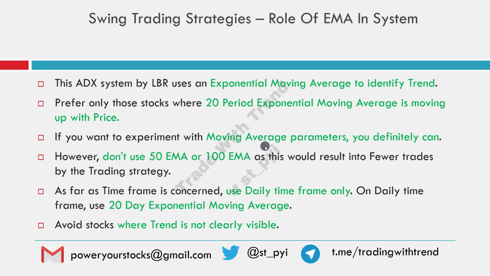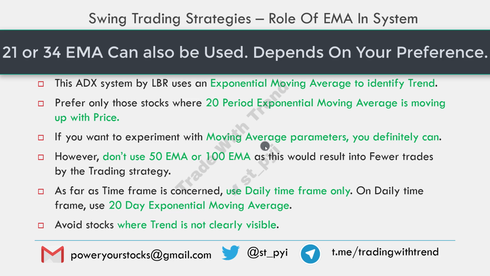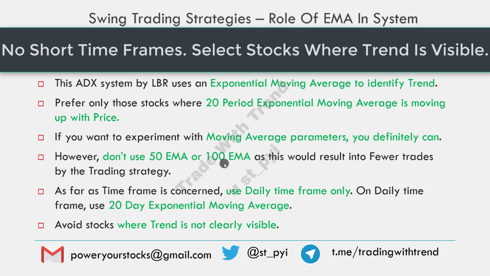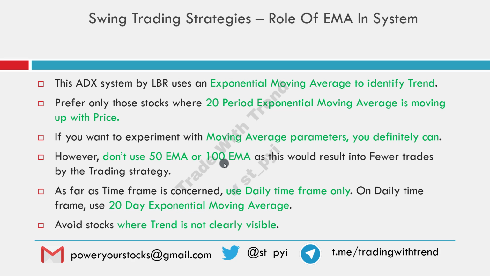So if you want to experiment with moving average parameters, you definitely can. Now there are traders who prefer something like a 21 period average or a 34 period average, and this is totally fine. However, I would strongly recommend that you do not use a 50 EMA or a 100 exponential moving average, as this would result in fewer trades by this particular strategy. Now remember one thing, that you are essentially looking to trade the pullback in this strategy, and the number of times a stock pulls back to a 50 or 100 exponential moving average is far less than the number of times a stock typically pulls back to a 20 period exponential moving average. So I hope this particular point is clear.